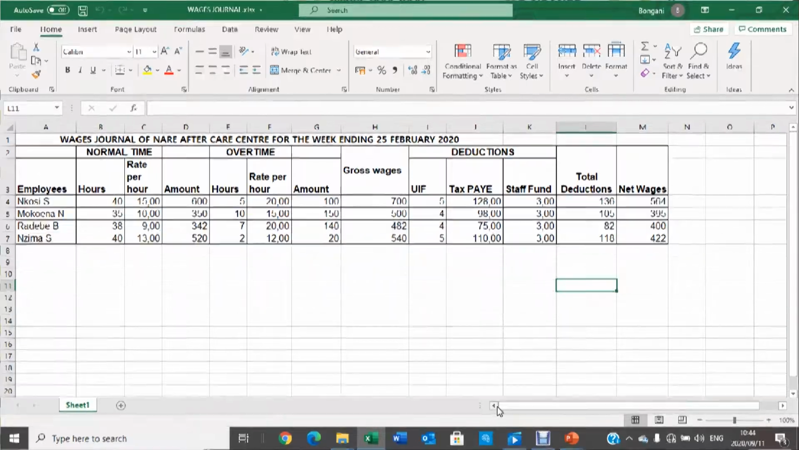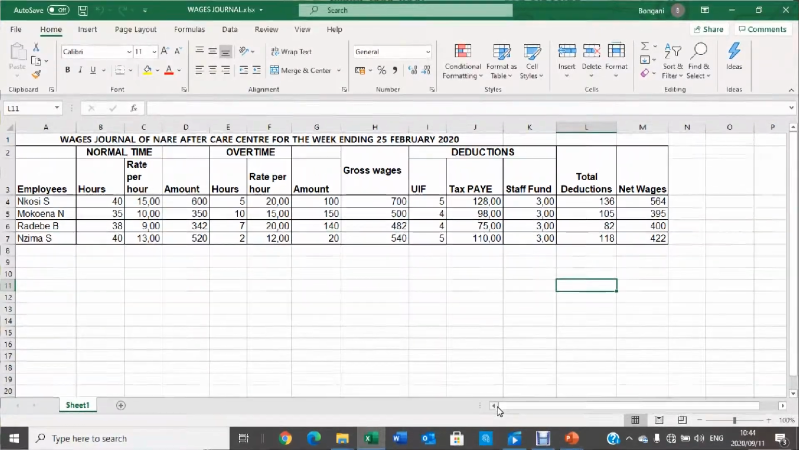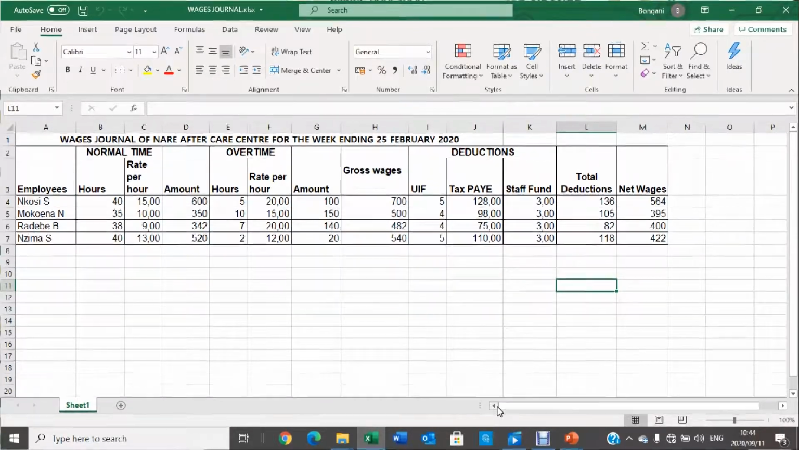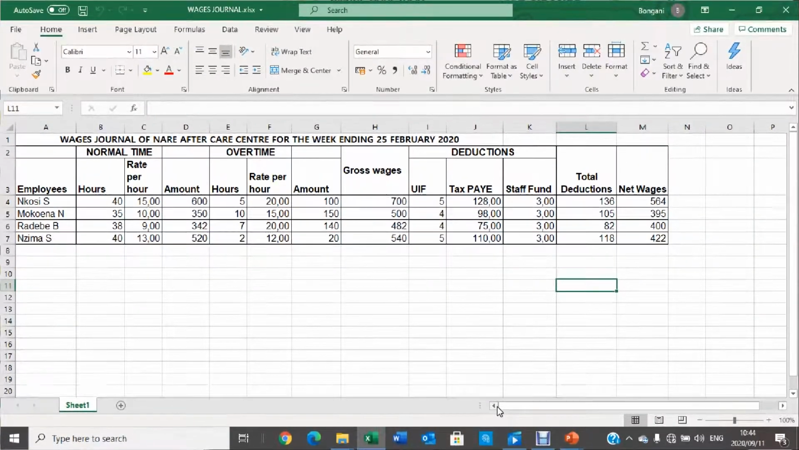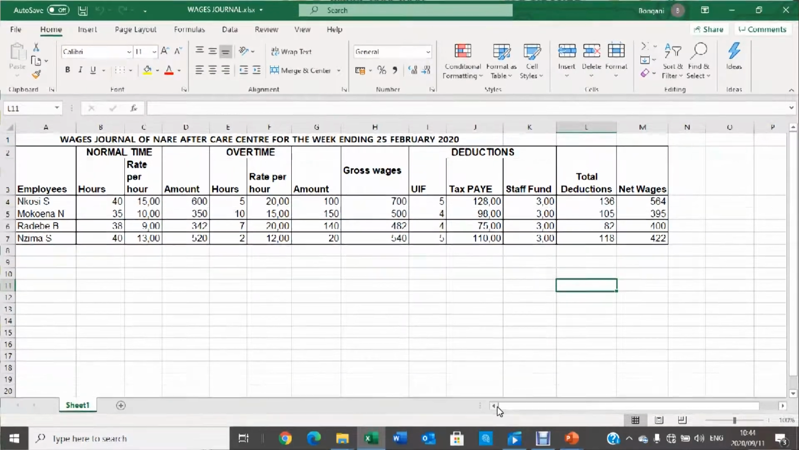The deductions that we have are UIF, tax payee, and staff fund, which means the employer is responsible for making sure that these deductions take place before the end of the month. At the end we will have the total deduction and also the net wages. Net wages is the take home of the employee. So now we go back to our slide.